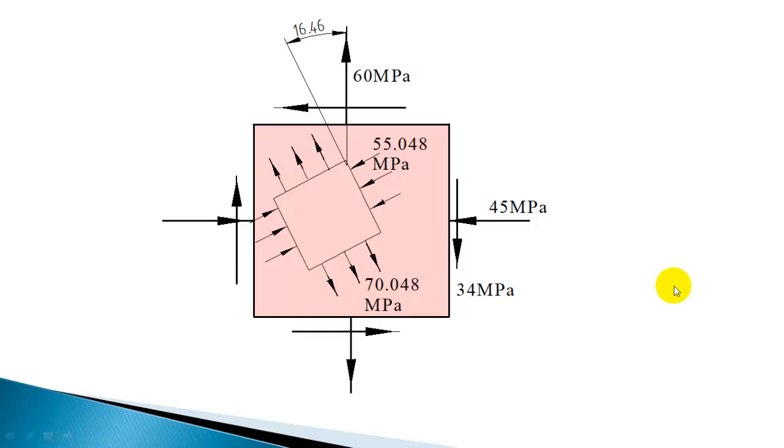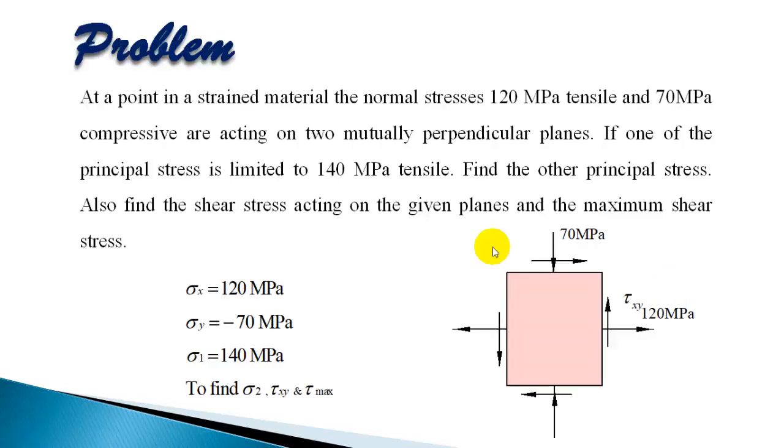Now let us work out another example. At a point in a strained material, normal stresses of 120 megapascal tensile and 70 megapascal compressive are acting on two mutually perpendicular planes. If one of the principal stresses is limited to 140 megapascal tensile, find the other principal stress.